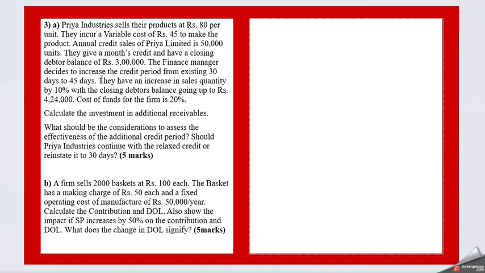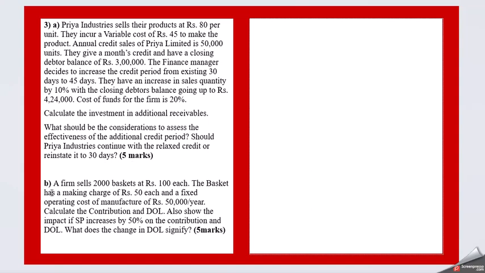The finance manager decides to increase the credit period from the existing 30 days to 45 days. They have an increase in sales quantity by 10% with the closing debtor balance going up to rupees 4,24,000. Cost of funds for the firm is 20%. Calculate the investment in additional receivables. What should be the considerations to assess the effectiveness of the additional credit period? Should Priya Industry continue with the relaxed credit or reinstate it to 30 days?